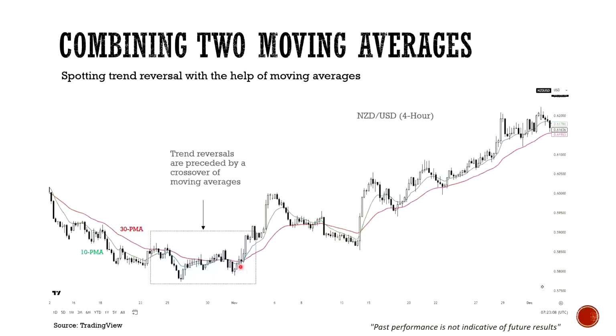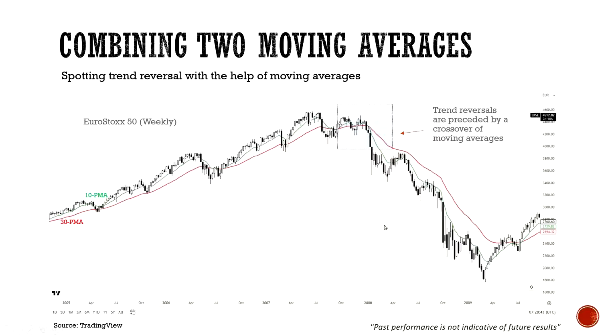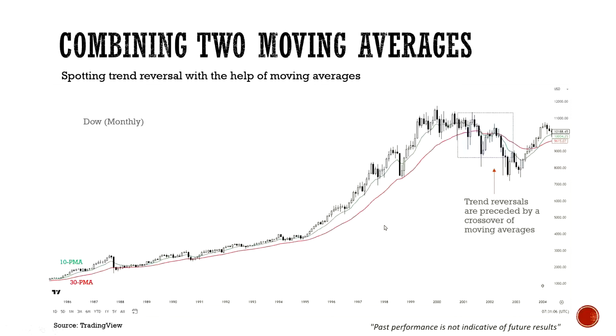In a downtrend, the green line will be above the red line. In an uptrend, it will be below. One needs, at the very least, some sort of a crossover, some sort of a change of tracks, some sort of a change in slope of the two moving averages. This is again Hang Seng daily, very similar to what we saw earlier. We've seen Euro stocks also, and finally Dow Jones, which is the last slide, where again trend reversals are often preceded by a change in the slope.